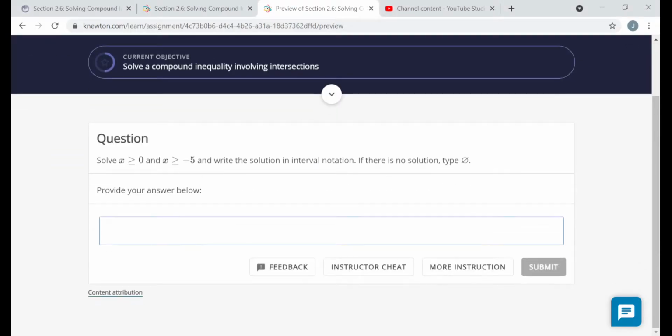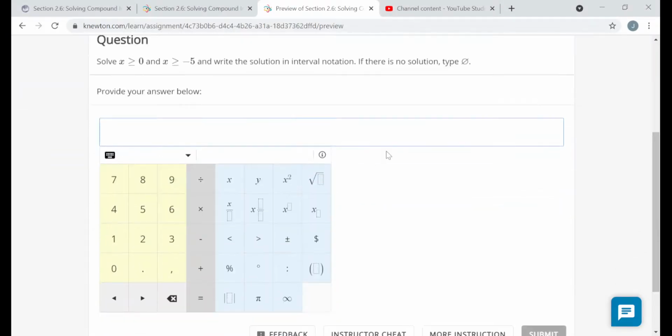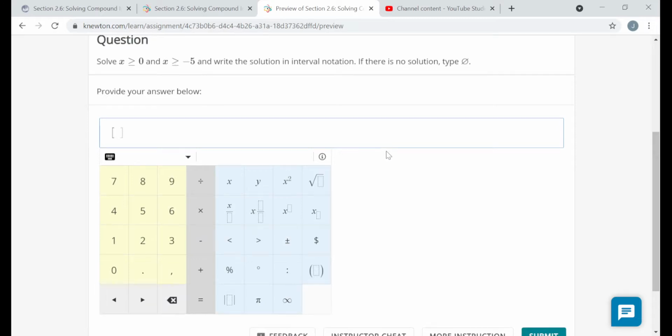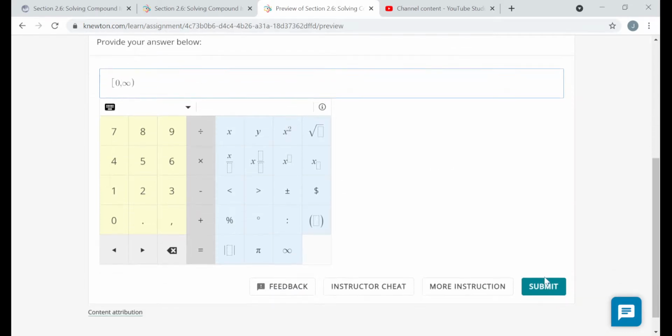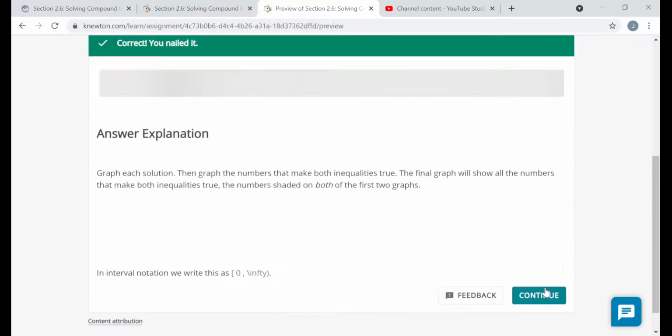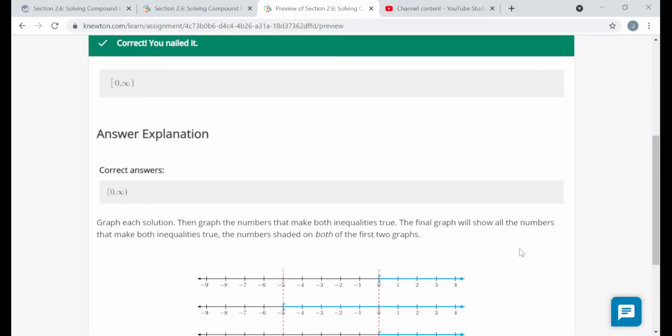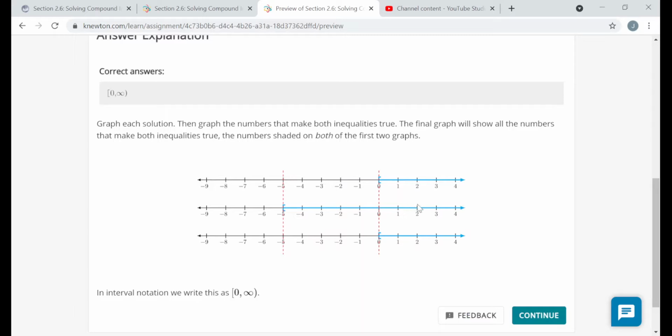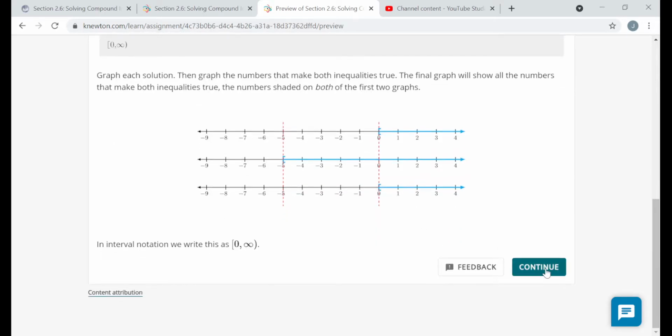That's what I'll do down here. Go to the open box. We get bracket, 0, comma, and then infinity, with a parenthesis. And that's what they want from me. Wonderful. Again, they show you how they graph both and then look for the overlap. The overlapping region is in the third graph that they draw.